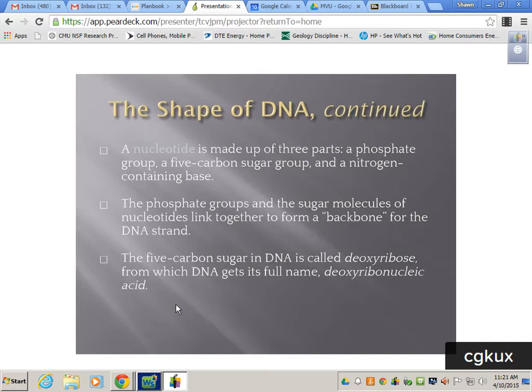So the 5-carbon sugar in DNA is called deoxyribose. Everybody say deoxyribose. That's a sugar, right? So DNA's long name is deoxyribonucleic acid. So DNA is named after its sugar. Everybody say ribose. And now say ribonucleic acid. That's RNA, and RNA is named after its sugar. Everybody say adenose. And that's adenosine triphosphate. That's ATP. That's another nucleotide, right? So those are all named after their sugars.